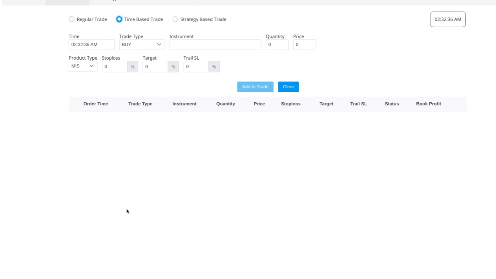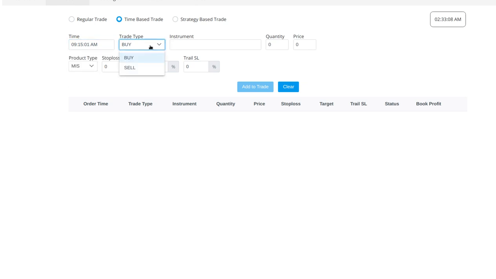Here in the time-based trades, as you can see, we have the field to select the time at which you want to fire the order. So you can place the order exactly at 9:15, and you can also say, I want to place it at 9:15:00 or 01, whatever. It means it's a seconds precision, so you can place the orders in seconds.